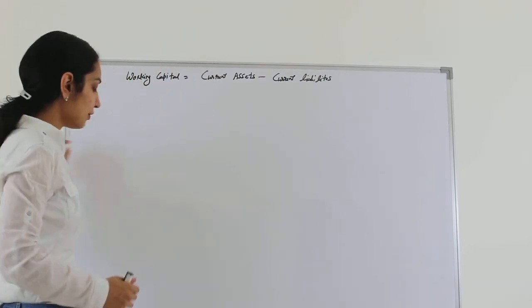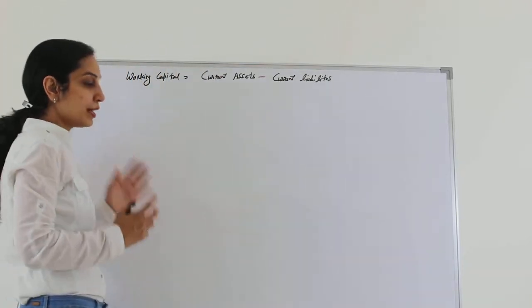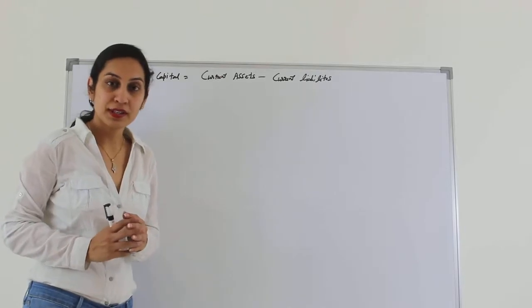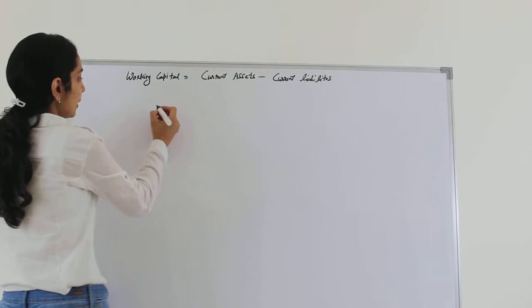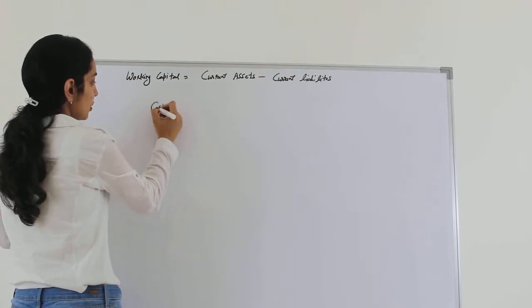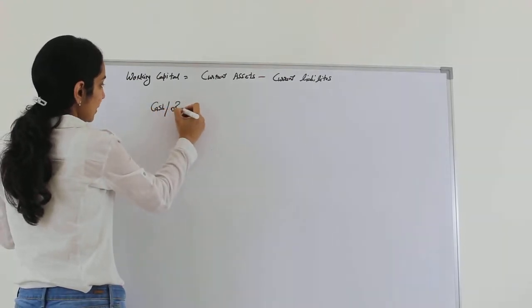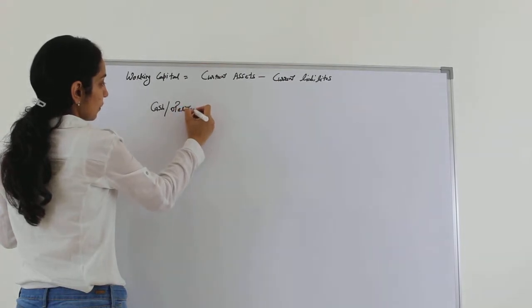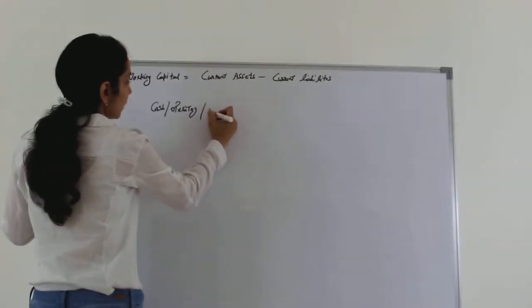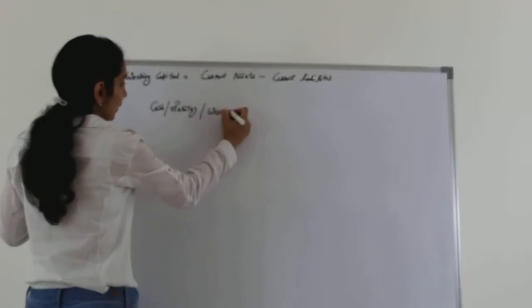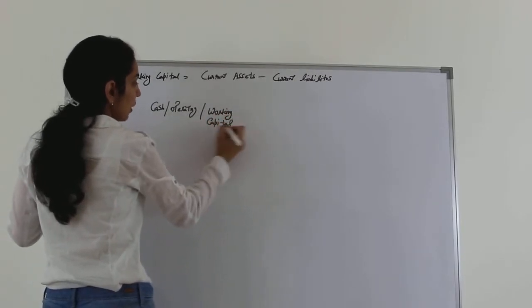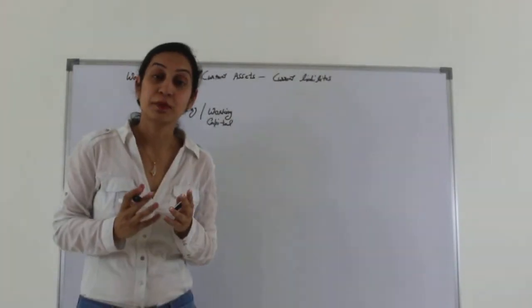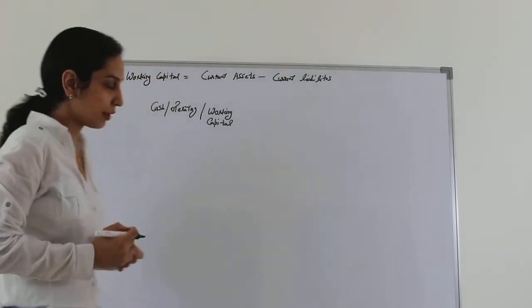Now, once we understand the formula of working capital, let's try to understand what is the meaning of cash cycle. There is a cycle which can be called cash cycle, operating cycle or working capital cycle. All three are names of the same thing, the cycle which we shall be discussing now. Let's see what it is.